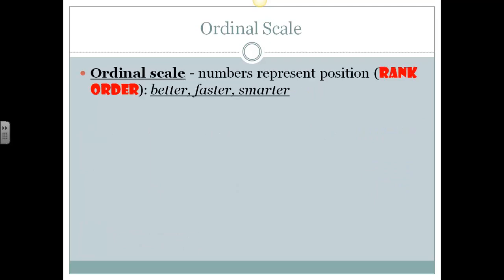Now, ordinal scale, as you might guess, ordinal means order, or rank order of place. So you can put things in order of better, faster, smarter, stronger.